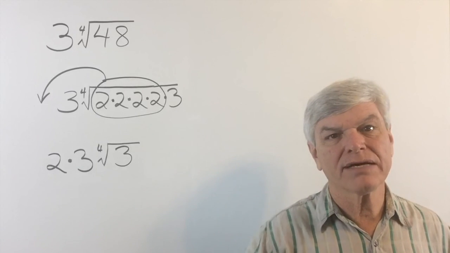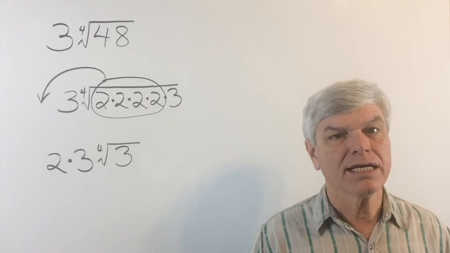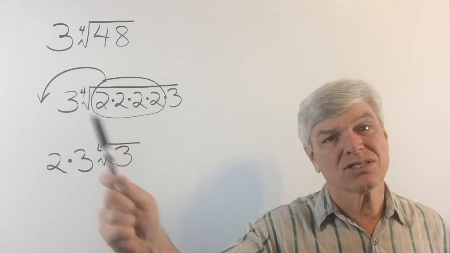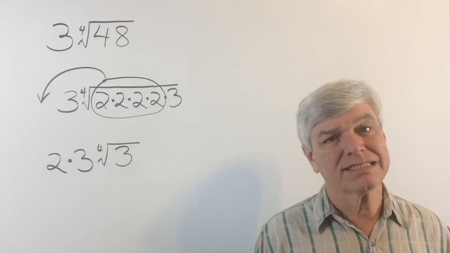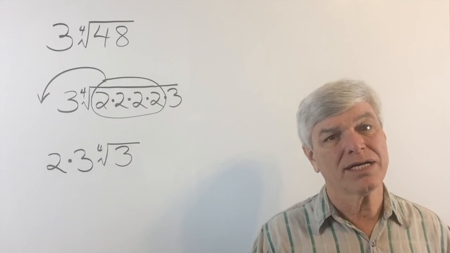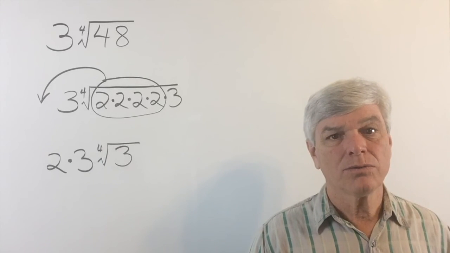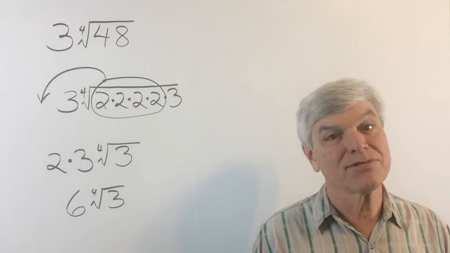Remember, we had a 3 left over. Want to make sure you bring that down. Don't get sloppy on me. And by the way, when I circle the quads, I don't know, that just seems to make it real easy for me to see what I took out and what was left behind. So we have 6 times the 4th root of 3.